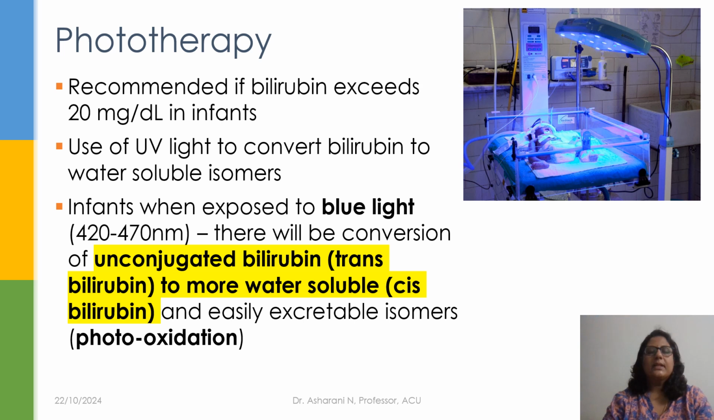When infants are exposed to blue light in the range of 420 to 470 nanometer, the trans bilirubin of the unconjugated form is converted into cis bilirubin, which is more water soluble compared to trans bilirubin. So here there is no conversion of unconjugated to conjugated, but the trans form is converted to cis, and cis bilirubin of the unconjugated variety is more water soluble and is excreted easily. There is also photooxidation of unconjugated bilirubin.